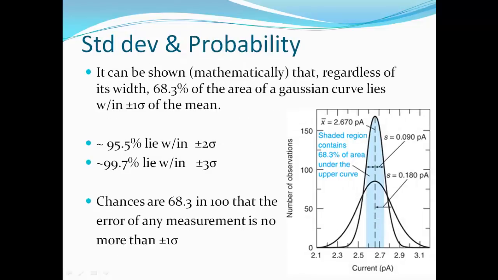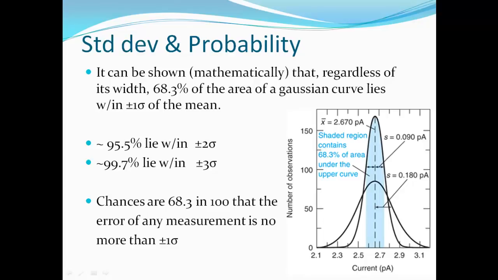So what's the probability of your data falling within a certain region in this Gaussian curve? It can be shown mathematically that regardless of how wide your distribution is, 68.3% of the area of that curve lies within one standard deviation. So that's that shaded region that you see in the graph. So what that means is that 68.3% of your data points is going to lie within one standard deviation of the center.